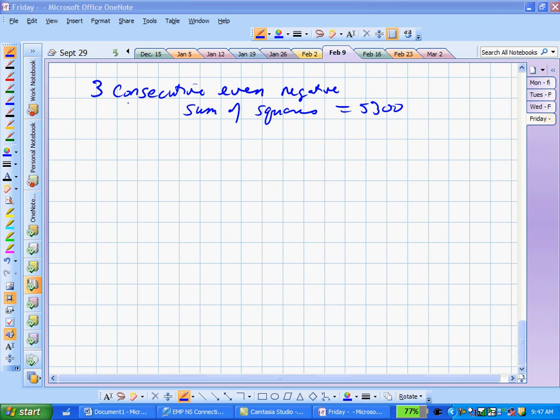All right, so this is a homework problem where we had three consecutive even negative integers, and the sum of their squares needs to come out to be 5,300. So, give me a pitfall you might have. What are the numbers? Well, x squared. Now, what are we looking for? Even, negative integers.